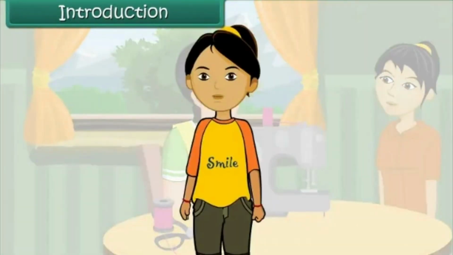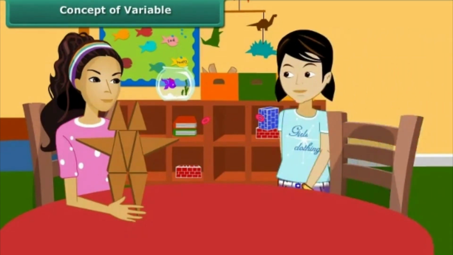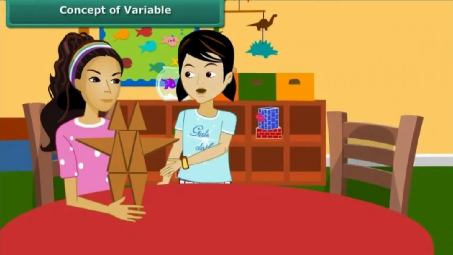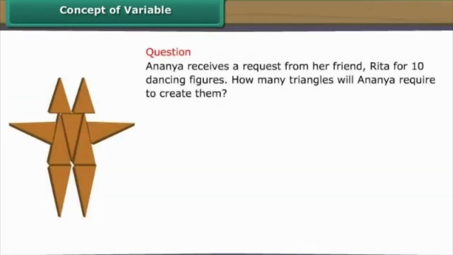In this lesson, you will learn algebra. Concept of variable. Ananya creates dancing figures using triangles made of wood. One day she receives a request from her friend Rita for 10 such dancing figures. How many triangles will Ananya require to create them?